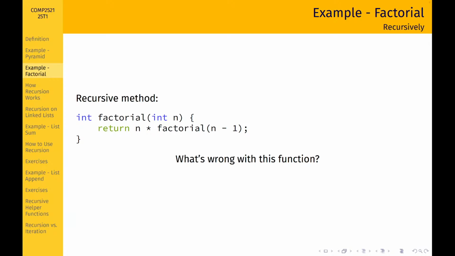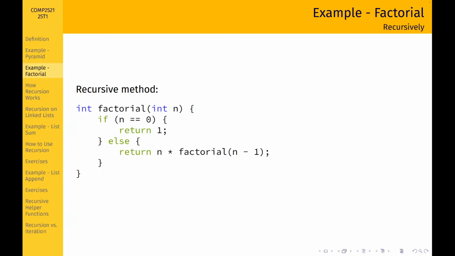Yeah, so the problem is that if n is equal to 0, then it's going to try to find the factorial of negative 1. Then that's going to try to find the factorial of negative 2, and so on. So the function is never going to stop recursing. If you try to run this, you'll get an error called stack overflow. That's when the program is using too much stack memory. And why is that? I'll talk about it in just a bit.